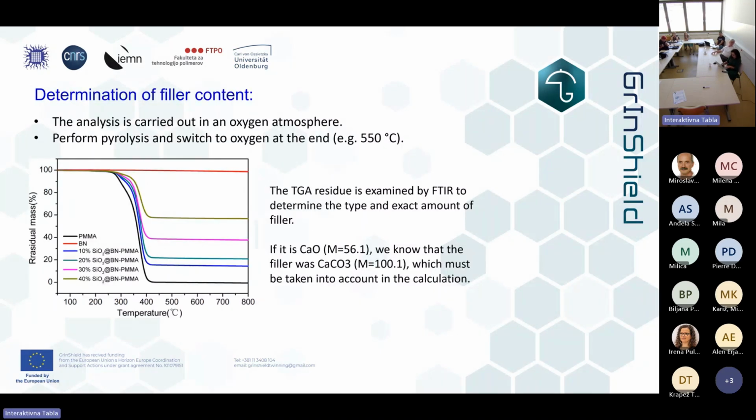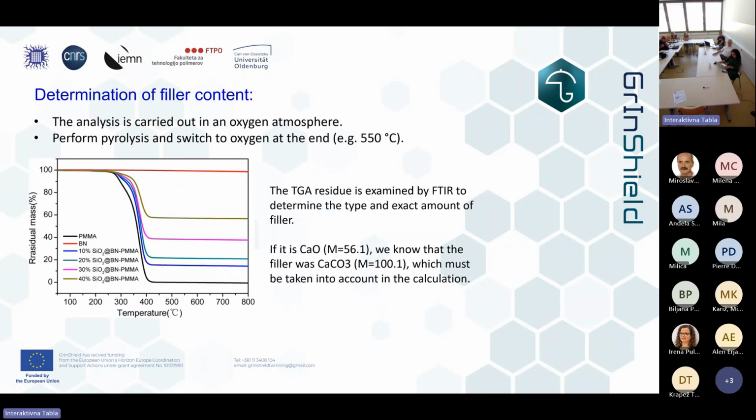Determination of filler content is also very often needed when we work with composites. We can do it in two ways. We can make the analysis in an oxygen atmosphere, so we burn everything that is organic, and what is left is our filler. Or we perform the pyrolysis and then switch to oxygen and leave it there till the end, maybe 20 minutes, usually 30 minutes is enough.